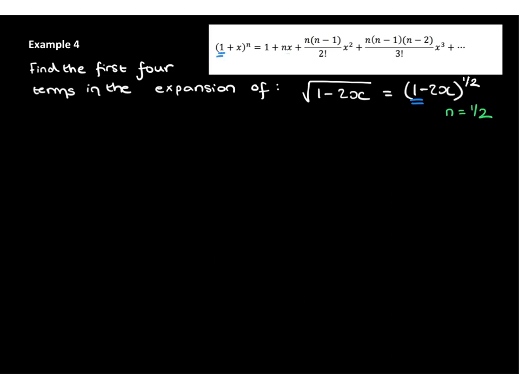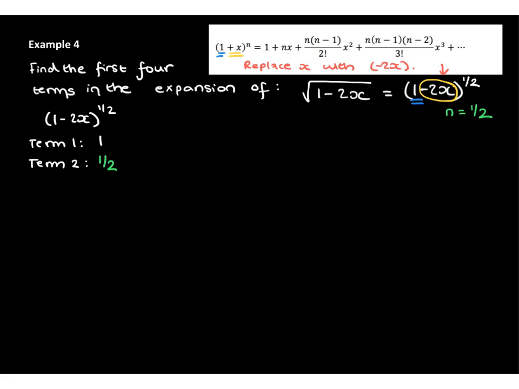Now, the second part of the expansion, however, is negative 2x, which means wherever there's an x in the right-hand side of the expansion, we need to replace x with negative 2x. So let's see if we can work this out. So we're expanding 1 minus 2x to the power of a half. So my first term is still going to be 1. My second term, remember, is nx. So n, of course, is a half. X is being replaced by negative 2x. So I've completed this term here, nx.